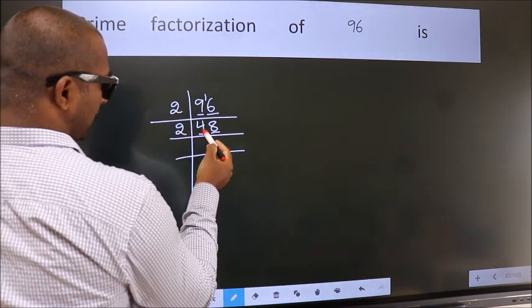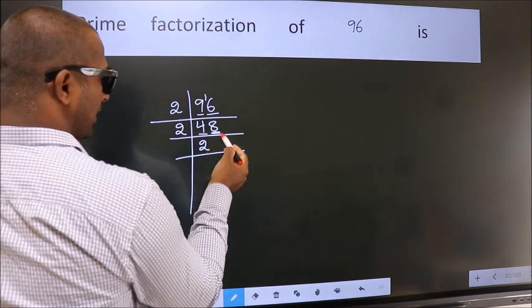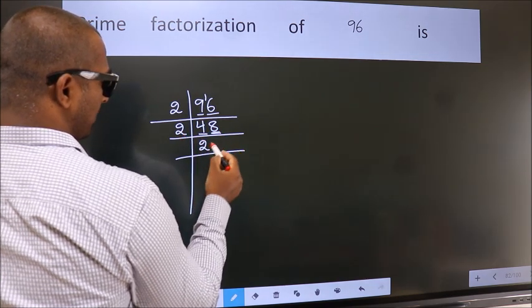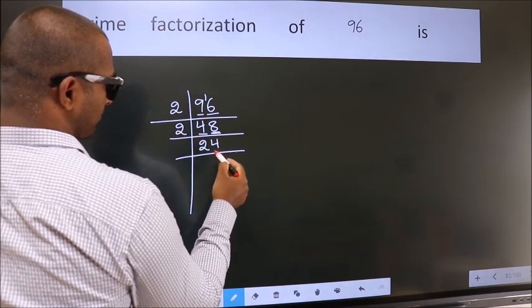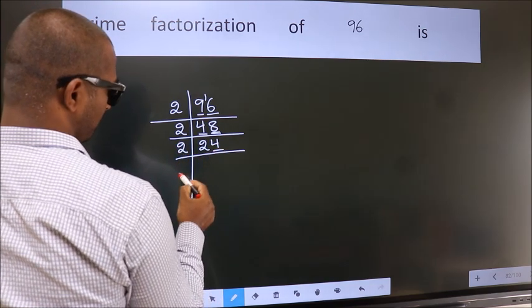First number 4, when do we get 4 in the 2 table? 2 2s 4. The other number 8, when do we get 8 in the 2 table? 2 fours 8. Last digit 4, which is an even number, so take 2.